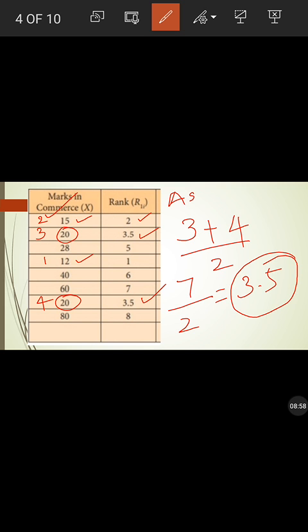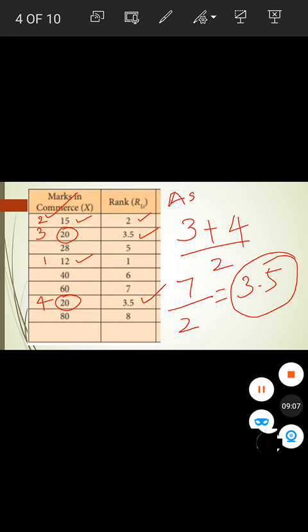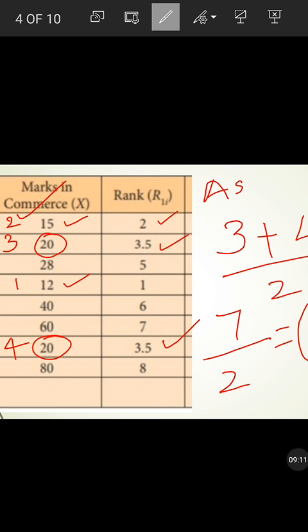I hope you all understood. Let me repeat it once again. So 3.5 and 3.5 is given for 20 and 20. For the two 20s we give the same rank, 3.5. Now the fourth place is over. Then after 20, what is the value? Here it's 28. This should be given the fifth place, because 3 and 4 are over, and we took their average, 3.5. Next, 28 gets 5. After 28 we have 40, which is in 6th place. Then 7th place, then 8th place.